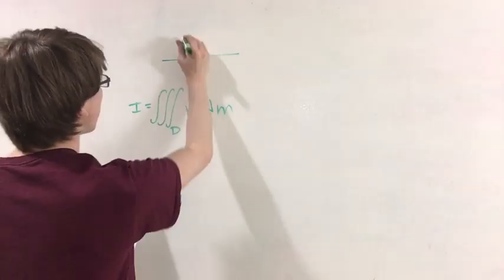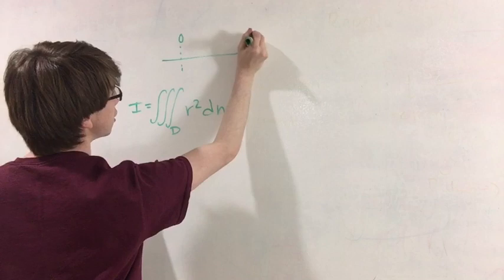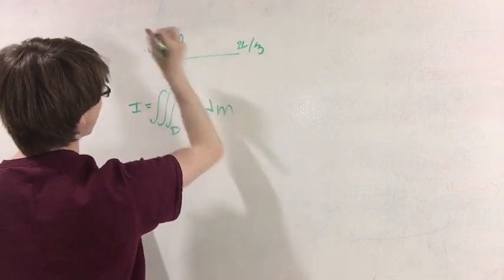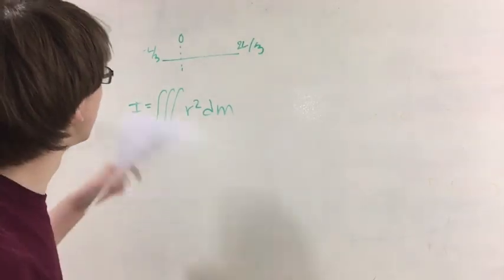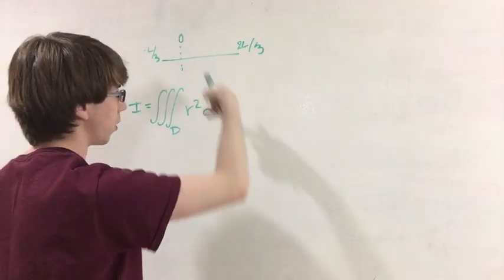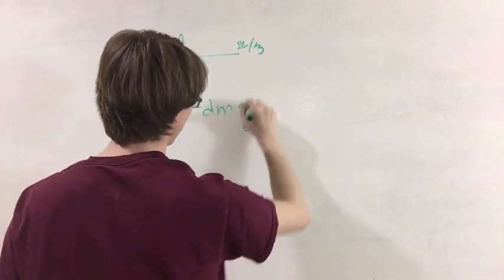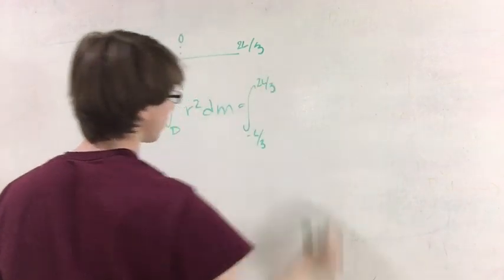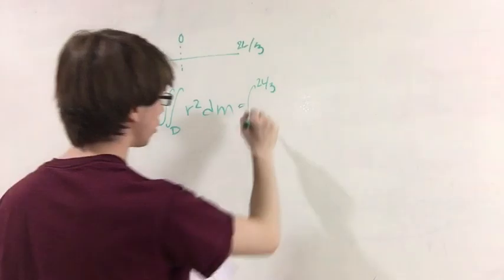So this right here is going to be a 0 point. So this is 2L over 3, and this is negative L over 3. So that's our region of integration. We only have 1 dimension, so we only need 1 integral. So in this case, this is going to be the integral from negative L over 3 to 2L over 3. And then we're going to plug in r squared.